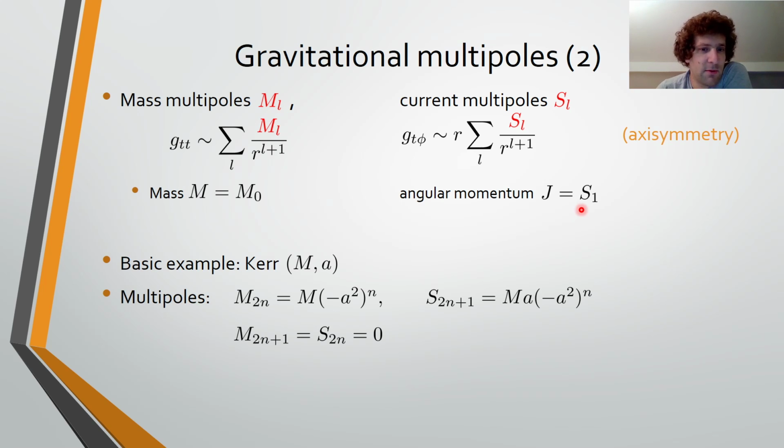The most basic example is the Kerr black hole, so just rotating uncharged, which has two parameters, M and a. The multipoles there are the even mass multipoles and the odd current multipoles, which are non-zero, but importantly also the odd mass multipoles and even current multipoles are zero, they vanish.